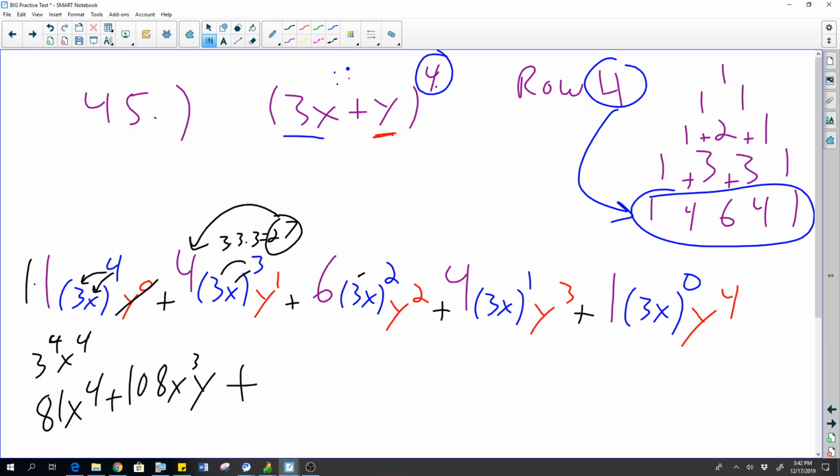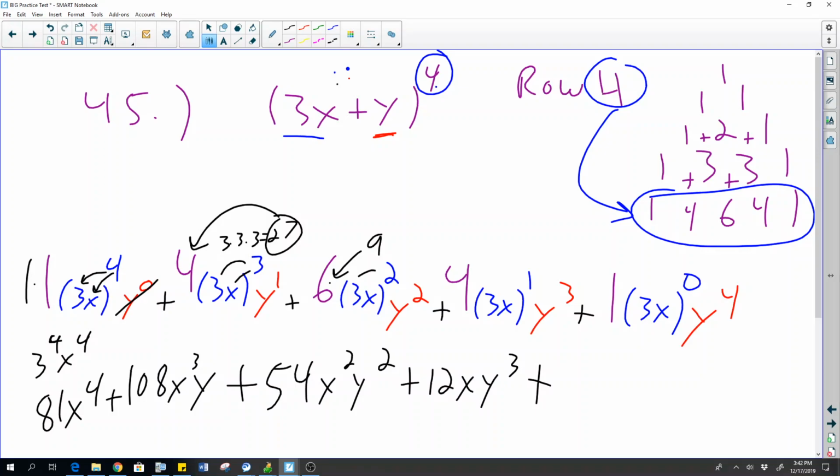Plus 3 squared is 9, and 9 times 6 is 54. Then we have x squared, y squared. Getting easier now, getting easier. 4 times 3 there is just 12, x to the 1st power, y to the 3rd power.